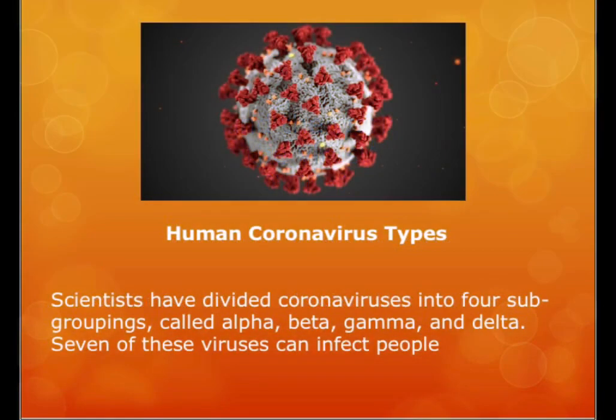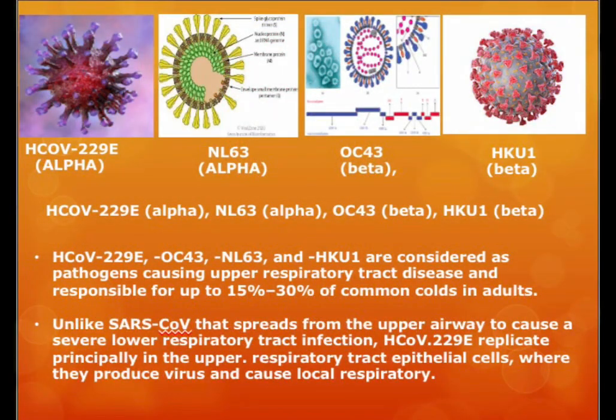Human coronavirus types. Scientists have divided coronaviruses into four subgroupings called Alpha, Beta, Gamma, and Delta. Seven of these viruses can infect people. HCoV-229E, OC43, NL63, and HKU1 are considered pathogens causing upper respiratory tract disease and are responsible for up to 15% to 30% of common colds in adults.